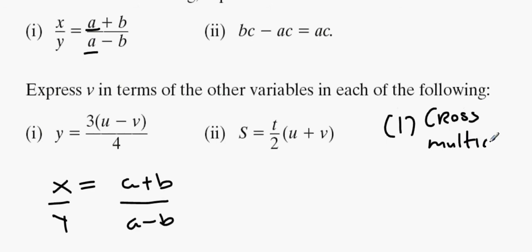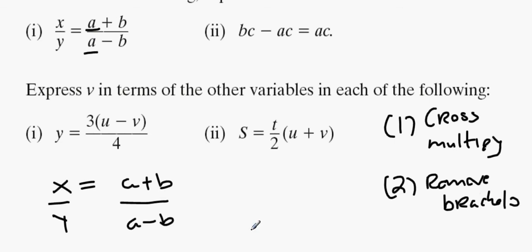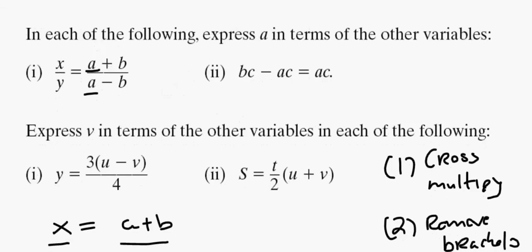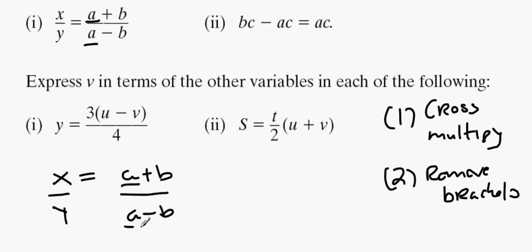Cross multiply if you can, and remove brackets. Now that usually works, but when you're asked to get a letter on its own, in this case to get a on its own, and there are two a's in the question, there's going to be a point where we have to factorize, and the factorizing makes two a's into one a. So we'll follow what we always do.